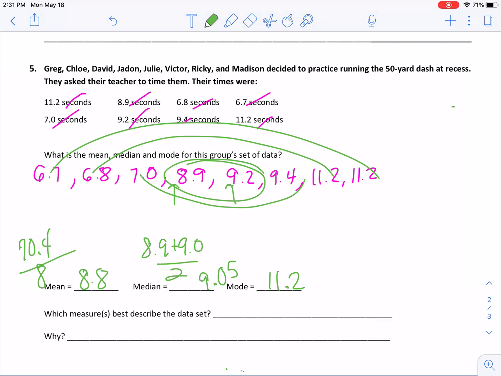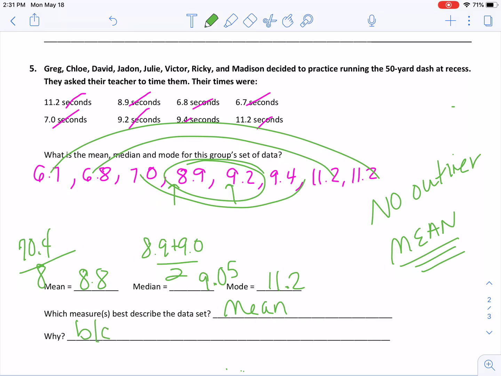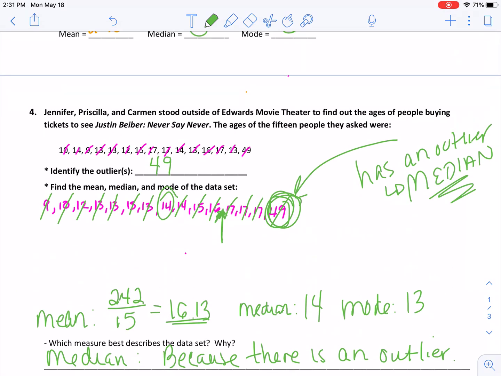Which measure best describes the data set? If you look at the data set as a whole, ask yourself the first question: is there an outlier? There really isn't a number that looks totally different from the other ones. So if there's no outlier, the mean, or average, is the best measure, because there is no outlier. You won't always take the average. Again, if there's an outlier, you do not use the mean. If there is an outlier, you use the median.